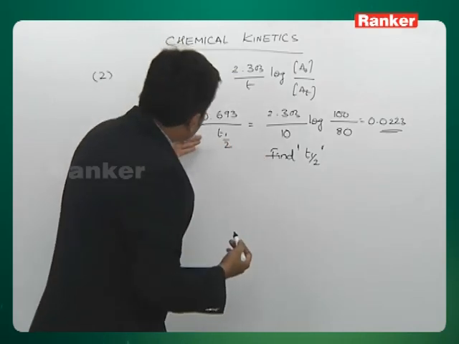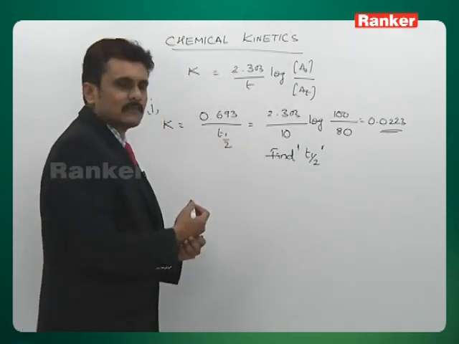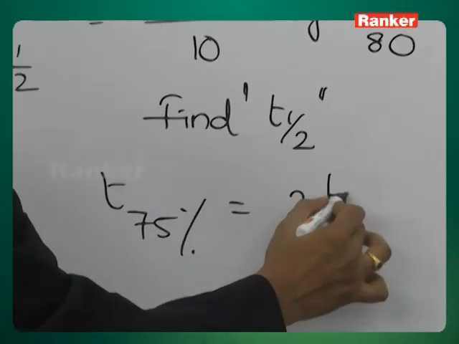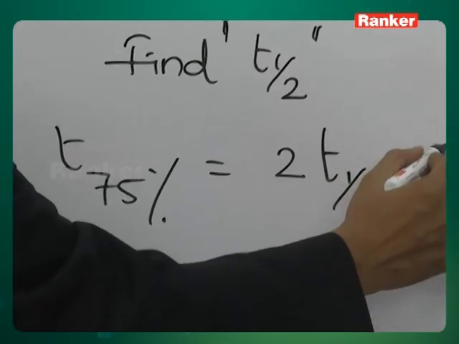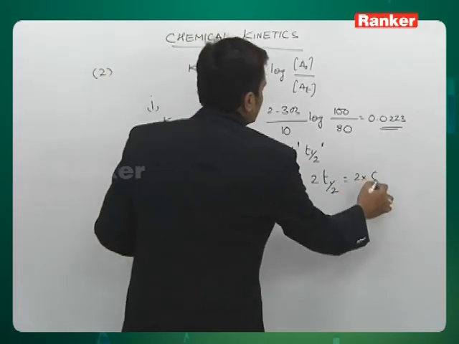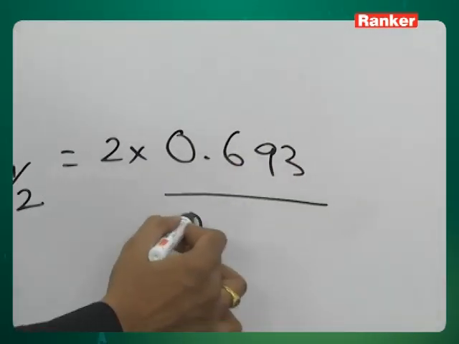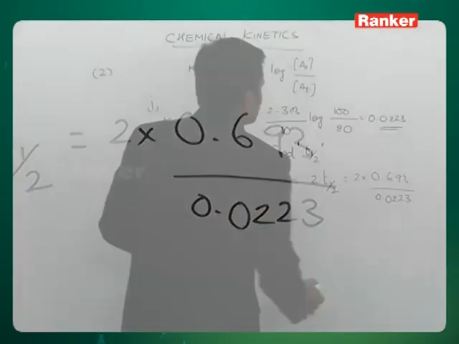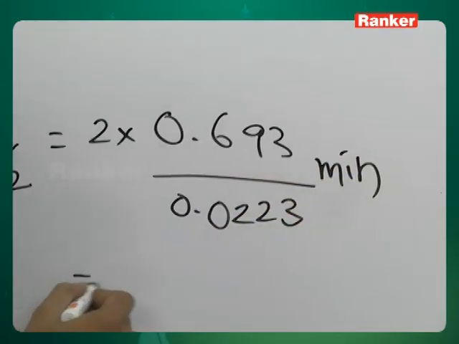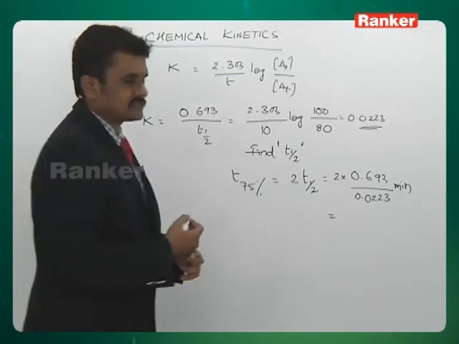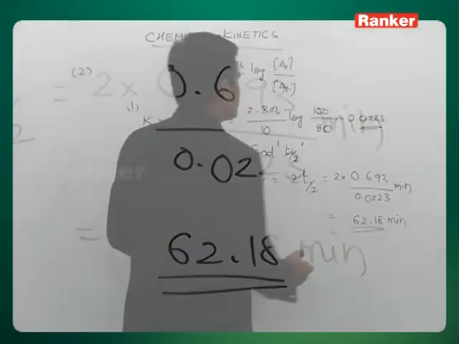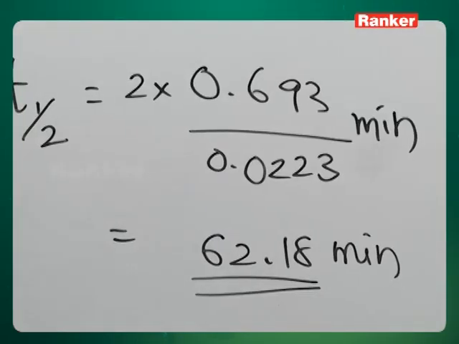Then after finding out K or T half from this relationship, we know that for a first order reaction, the time required for the 75% completion is 2 times of T half. So when I substitute my T half value by using this expression, you have got T half as 0.693 divided by 0.0223. This many minutes is the time required for the completion of 75% of the reaction, which is 62.18 minutes. So you got both the answers. So the answer for this question is B.